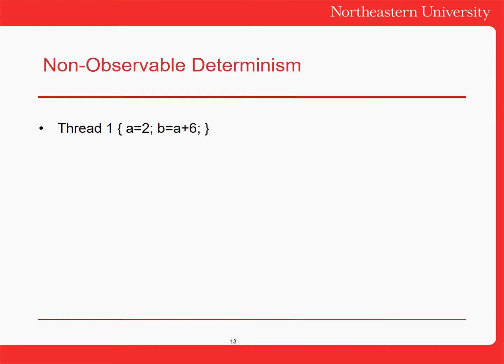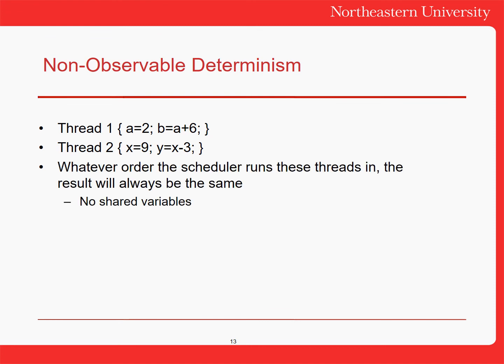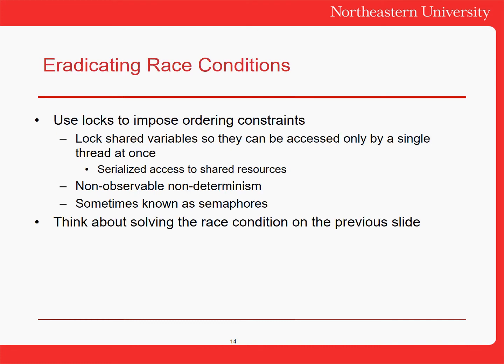So non-observable determinism, let's have a look at this. Thread 1 assigns 2 to A and then adds 6 to A and stores it in B. Thread 2 assigns 9 to X and then makes a calculation on Y by subtracting 3 from X. These are good because they don't share anything, and whatever the order the scheduler runs these instructions in, we will always get the same result. So if we have no shared variables, then life is good. We always get non-observable determinism. If we don't, we have to think about race conditions.